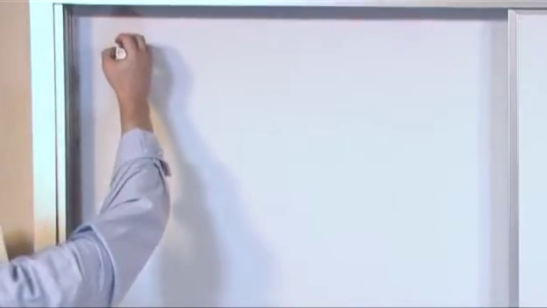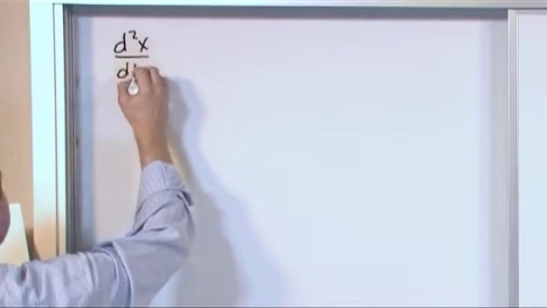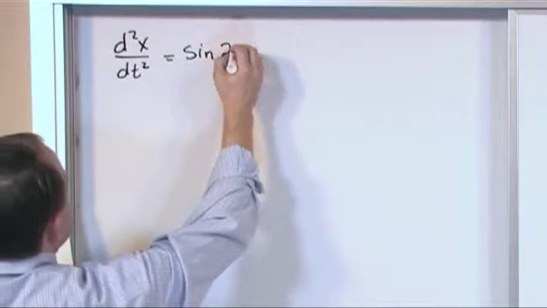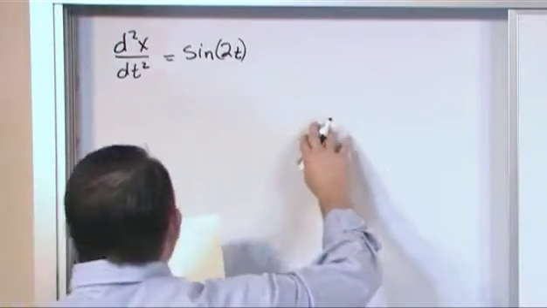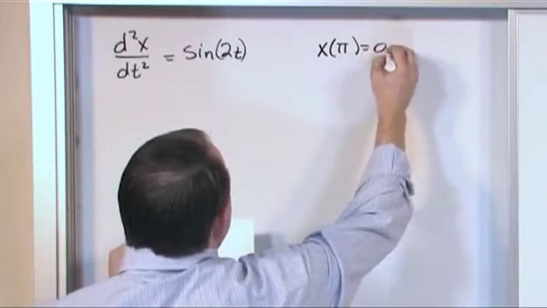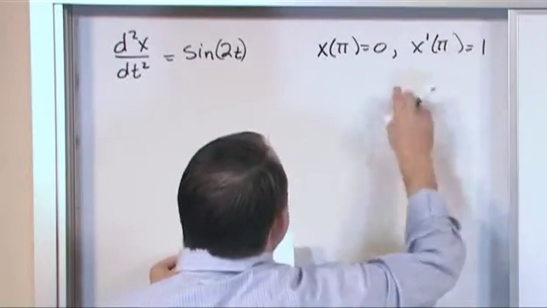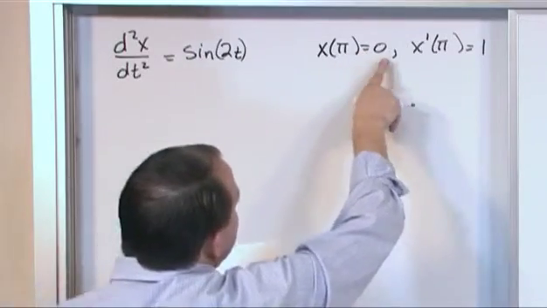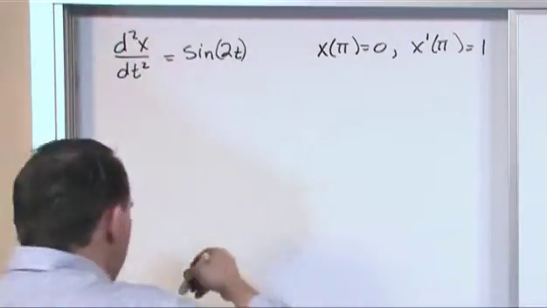Let's say we have the second derivative of x with respect to time equal to sine of 2t. And let's have an initial condition: x at pi is equal to 0, and x prime at pi is equal to 1. So the function that we get, when we evaluate it at pi, we should get 0. The first derivative of the answer, when we evaluate it at pi, should be equal to 1.